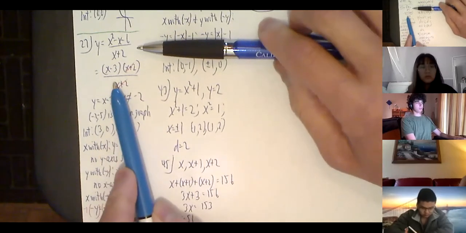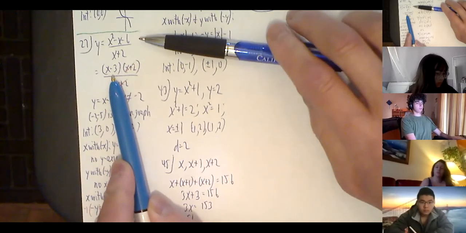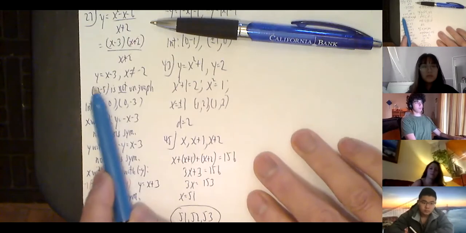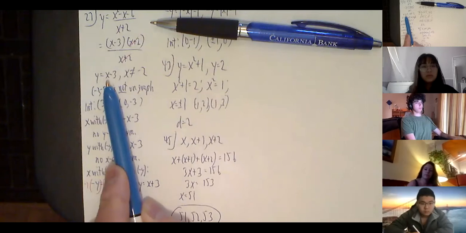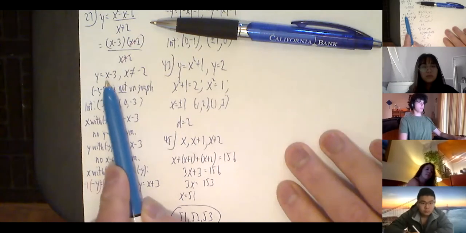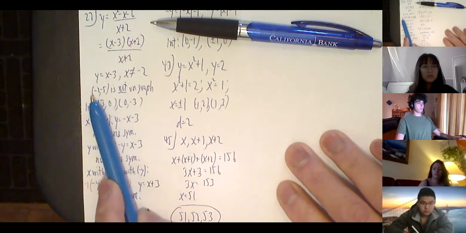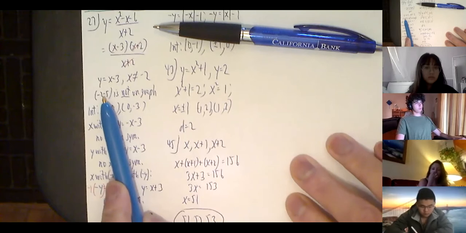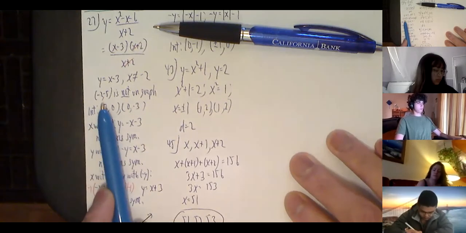Now, if you were to plug in -2 right here, -2 minus 3 is -5. So what's the shape of this thing? This thing is a line, right? With a slope of 1, y-intercept of -3, except -2, -5 is not in the graph. So it's almost like you punch a hole in the graph. And I'll show you that in a second.